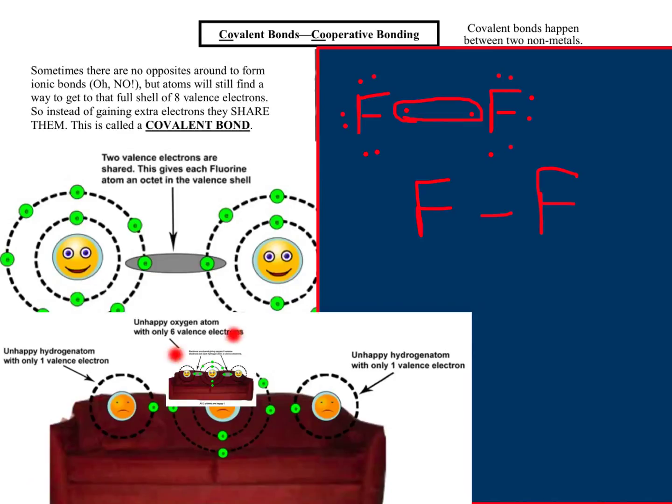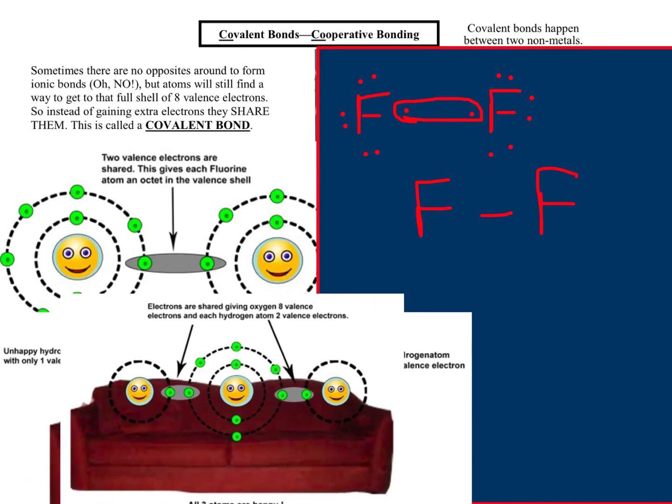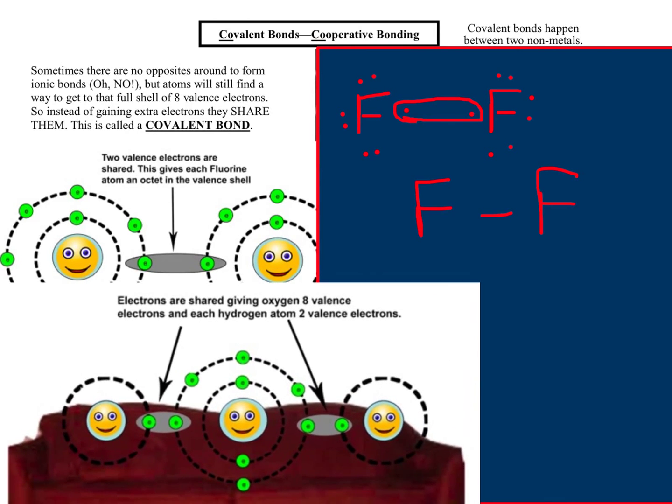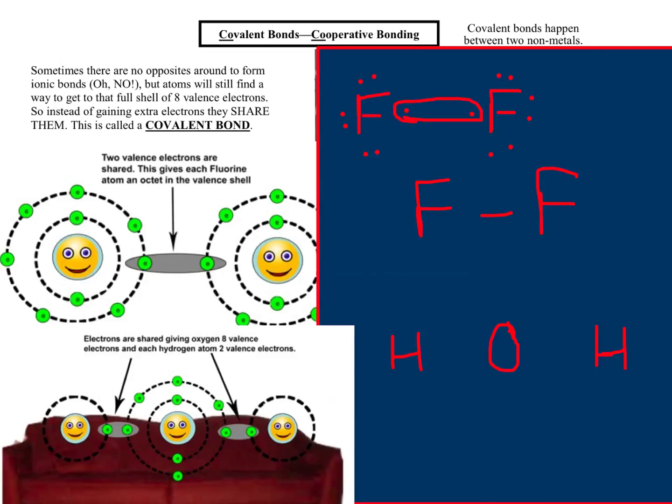So now we have 3 happy atoms because the oxygen now has 8, if we count, 1, 2, 3, 4, 5, 6, 7, 8, and each hydrogen now has 2. They're 1, and then 1 that they're sharing. 1, 2. And since hydrogen is such a small atom, 2 electrons will fill its valence shell, and so that's fine. It's stable. To draw the dot structure for this, we start with only 1 electron for each hydrogen.